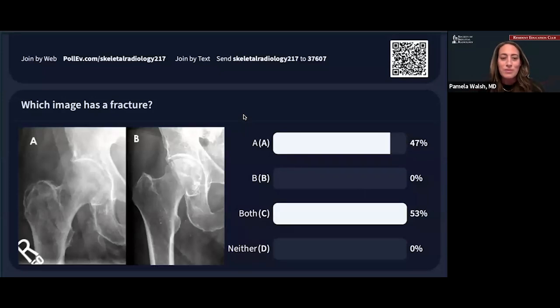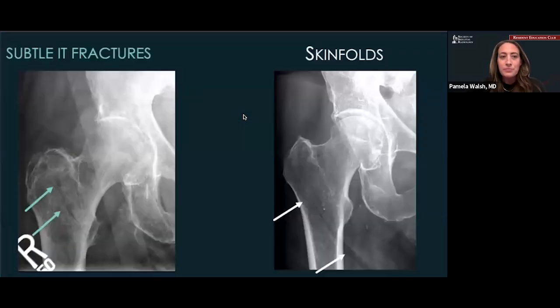So we're split. So image A has the fracture, but this is super tricky, and let's take a look. So here's that subtle intertrochanteric fracture. So you really want to scrutinize for non-displaced intertrochanteric fractures.